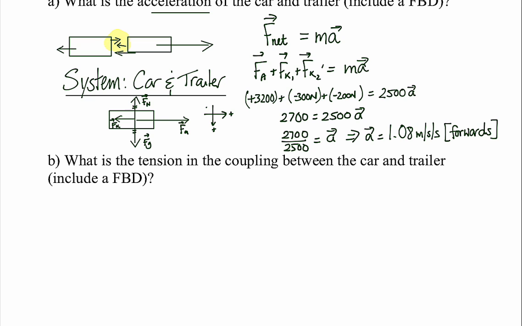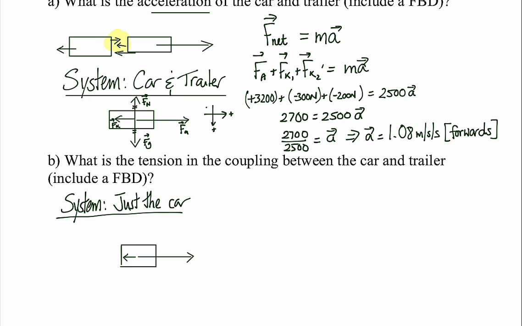So for part B, what we need to do now is consider our system to be just the car or just the trailer. So let's say just the car. You could do it with just the trailer, you'll see that you'll still get the same answer. So now we want to draw a free body diagram just for the car. What forces are on the car? We've got the applied force forwards, we've got some kinetic friction backwards, and not as much as before, because now we're just considering the car, and then we've still got the normal and gravitational forces, which are balanced.